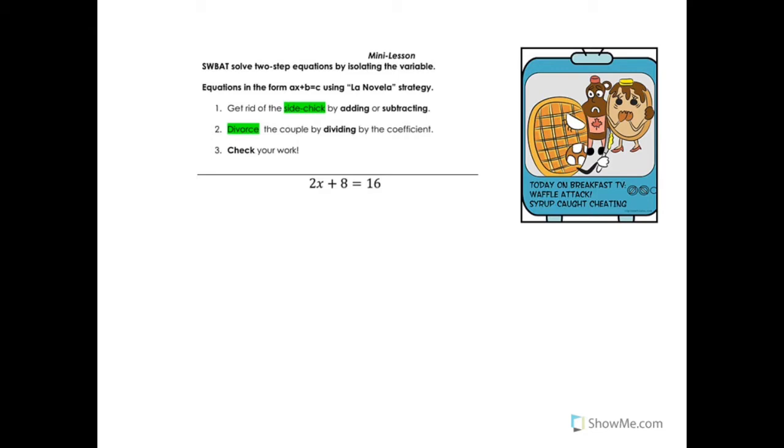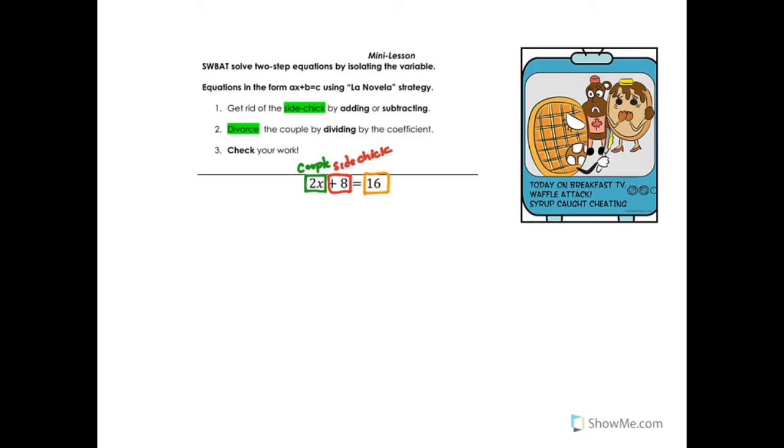In this equation, 2x plus 8 equals 16, our couple, just like the couple that we have here on the side of pancake and syrup, is going to be the 2x, because they're the term. In this term, the 2 and the x are together with each other. They are right next to each other. So this is going to be our couple. Okay? And now, our side chick, or the person that's trying to get in between our couple, just like the waffle is trying to get in between our couple over here, is going to be this positive 8. Okay, so that's going to be our side chick.